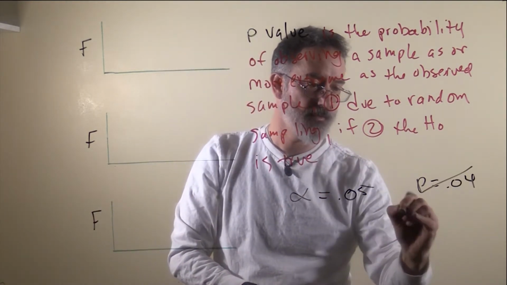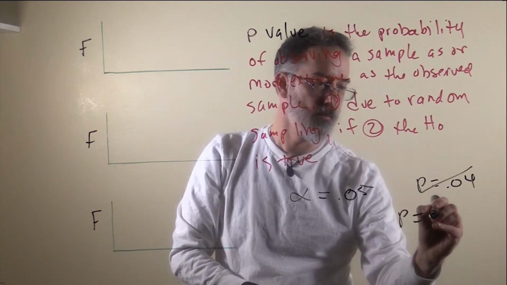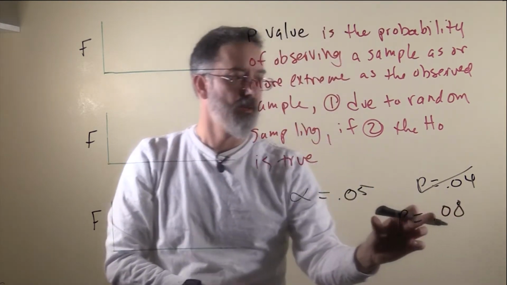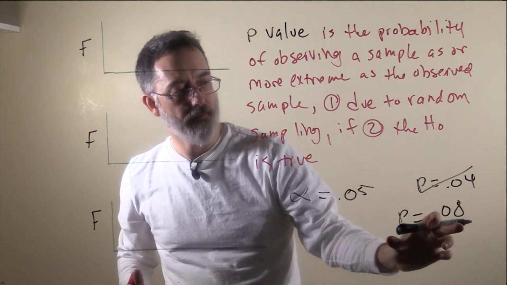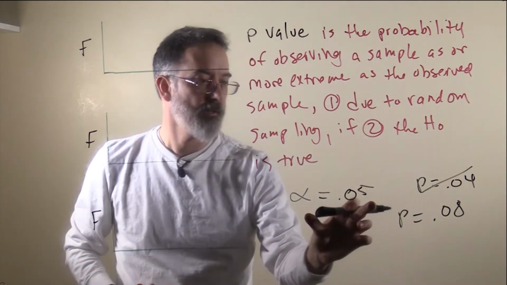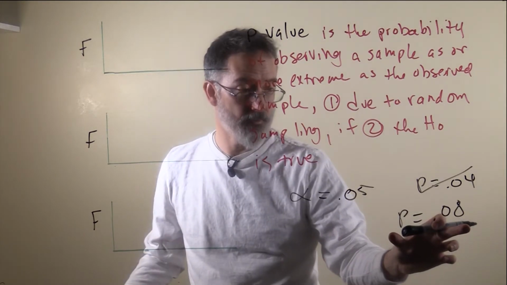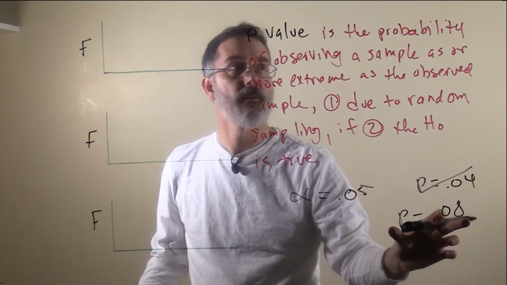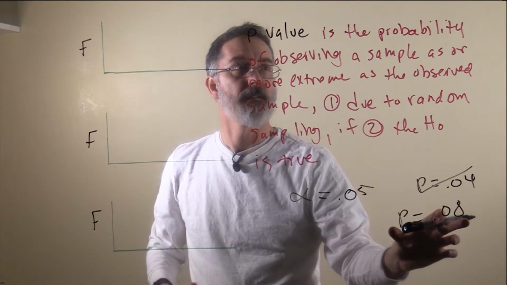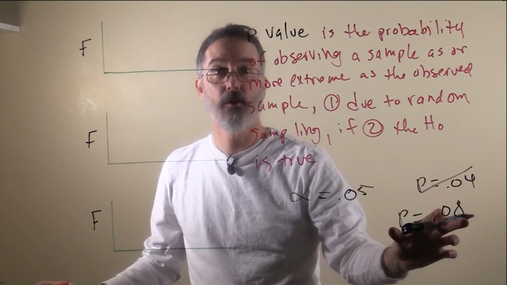If our p-value instead were 0.08, this is not so unlikely if the null hypothesis is true. It's larger than alpha, so here we can't reject the null hypothesis. We'd fail to reject the null hypothesis, and we would decide that our research study is inconclusive.